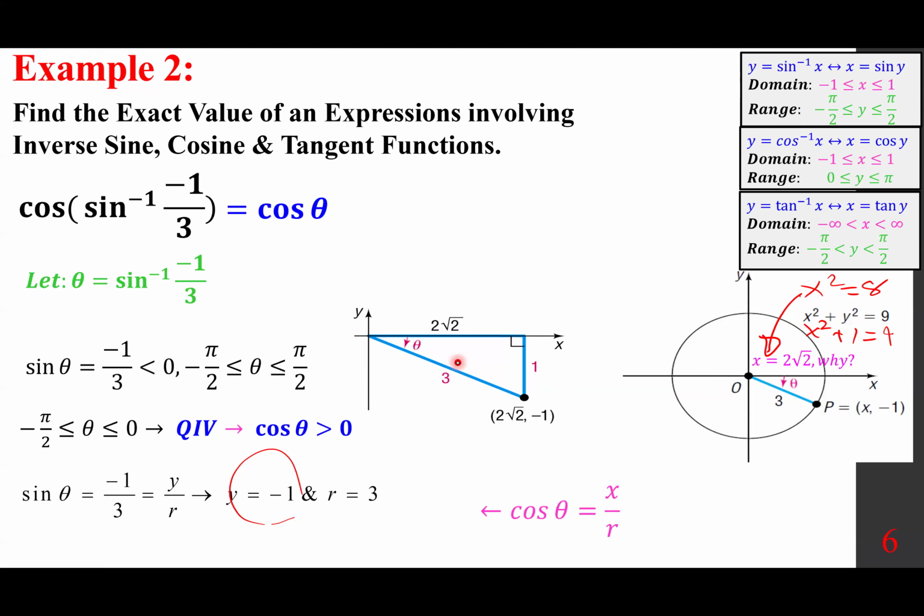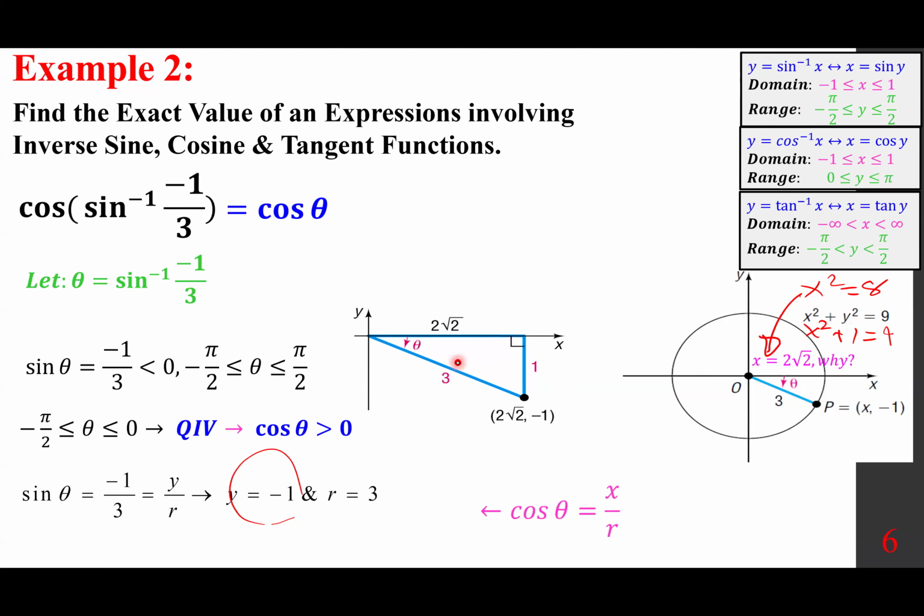Why is that? If cosine is negative 1/3, that means secant must be the reciprocal, 3 over negative 1, or negative 3. Now, if you put it here and square it, you get 9. So tan squared is 8, and tan theta is plus or minus 2 square root of 2.